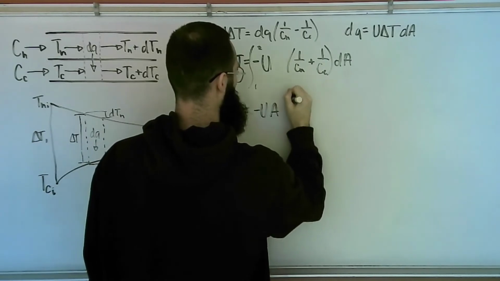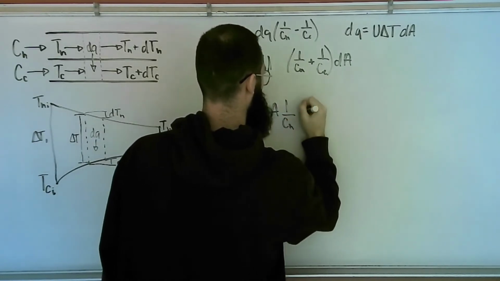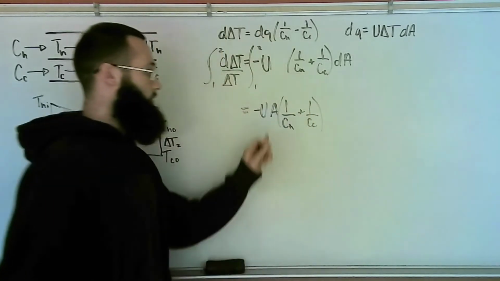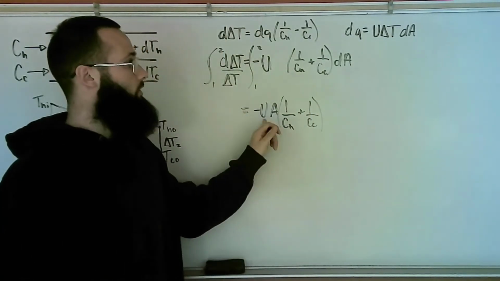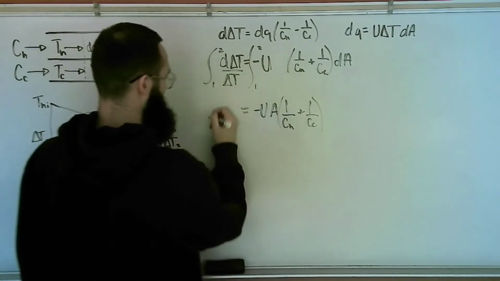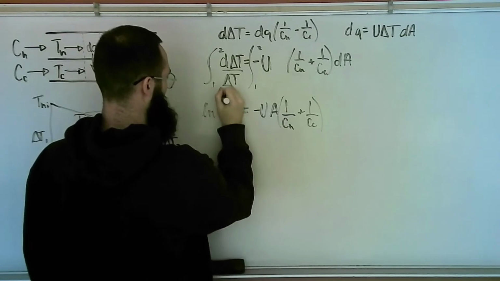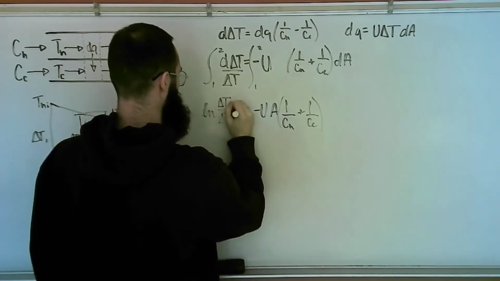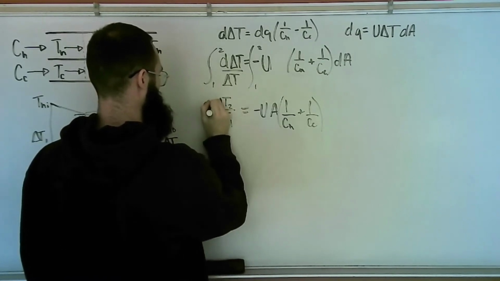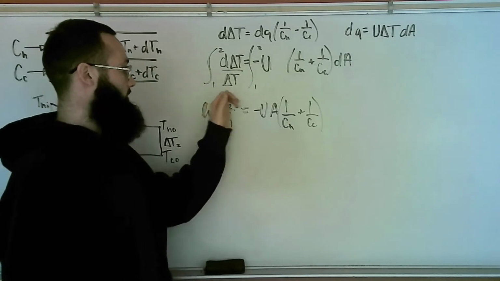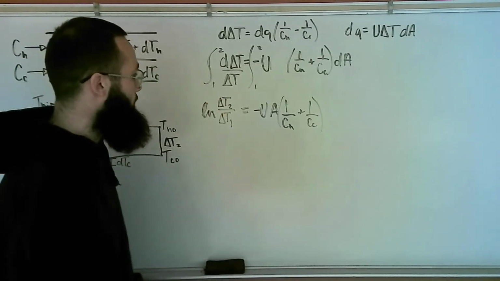And we're just going to call the area over which we lose heat just A. That's the total area from 1 to 2. This is going to be equal to the natural log of delta T2 over delta T1. That's because the integral of 1 over delta T is going to be ln of delta T.